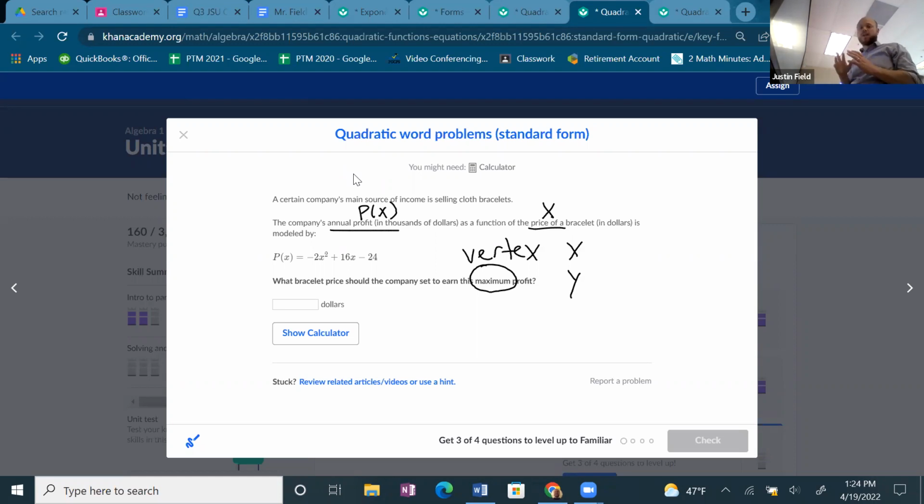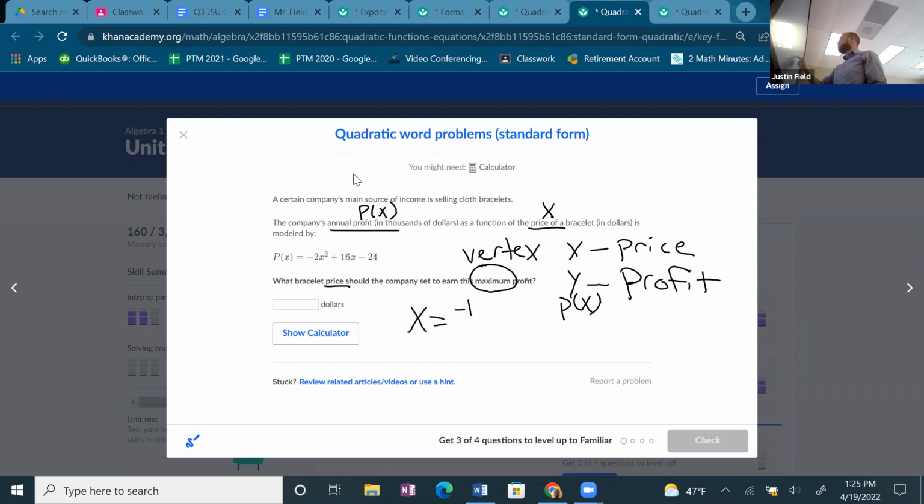When something is written as a function of something else, the second thing is your independent, and the first thing is your dependent. Important. So our x value is the price. Our y value is the profit, our p of x value. But remember, we use those interchangeably. So we want the price. So we want the x value of the vertex.